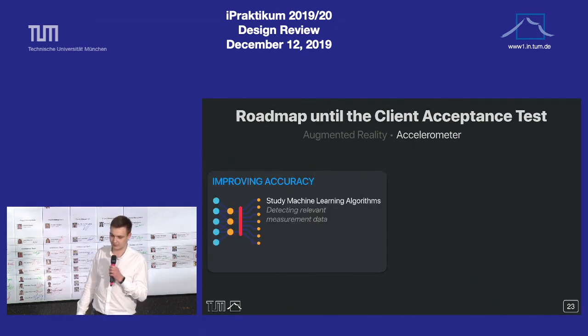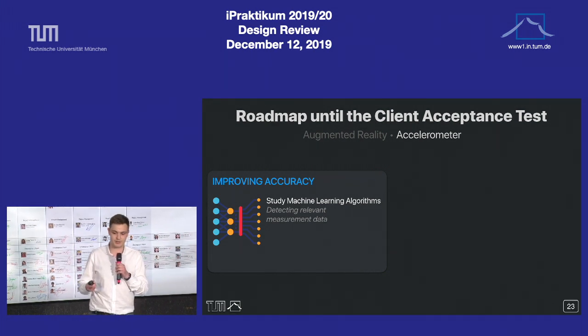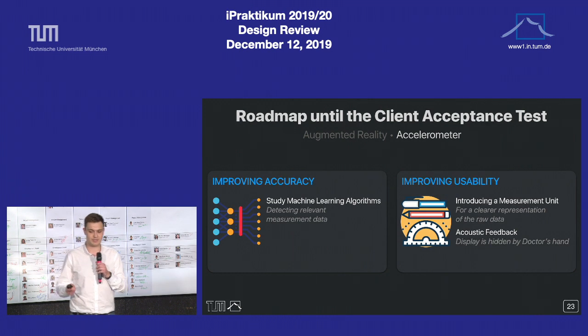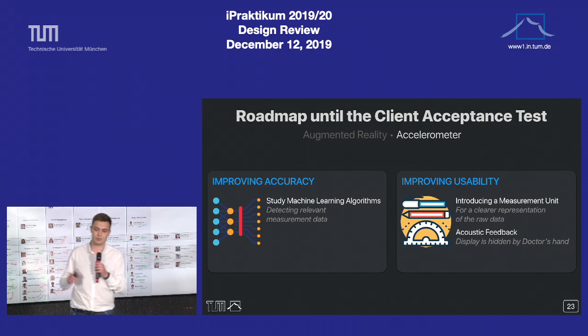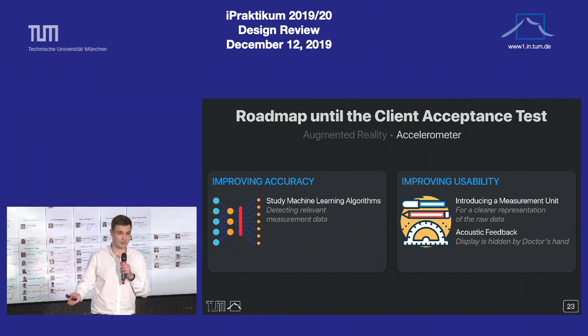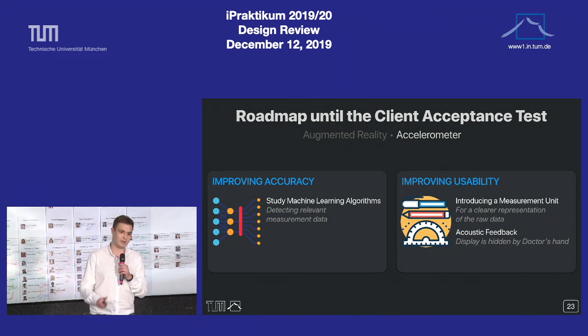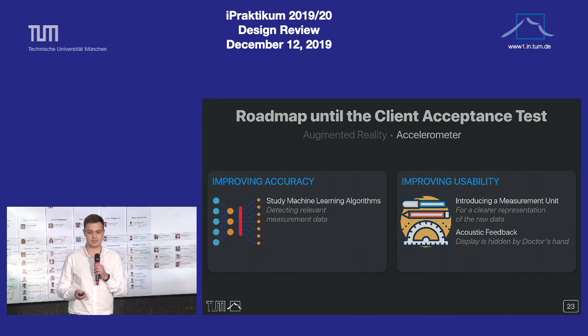Let's now talk about the accelerometer. We again want to improve the accuracy of our model by studying some machine learning algorithms that would help us filter out the actual important data and filter out the noise. Secondly, we want to improve usability by introducing a measure unit. The raw accelerometer values are quite hard to interpret, so we think a measure unit, for example, 0 to 100%, would be a lot easier to interpret and probably would help also with comparison between patients. Here again, the display is hidden away by the doctor's hand, so we also want to introduce acoustic feedback for the accelerometer.